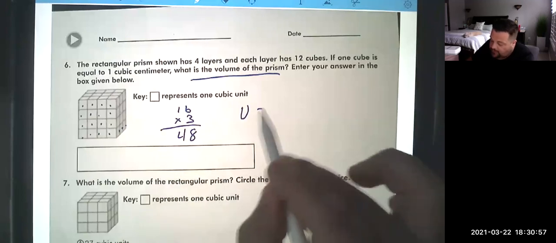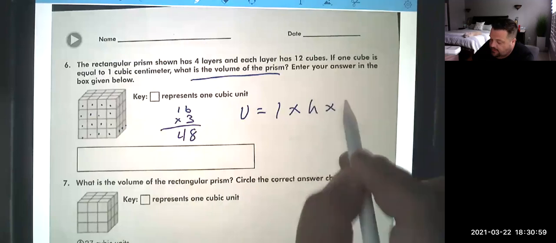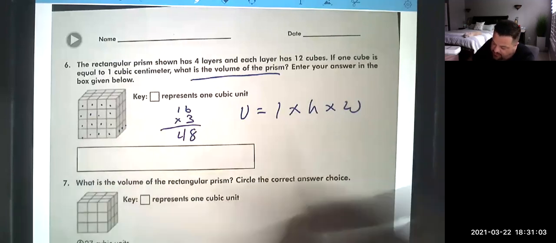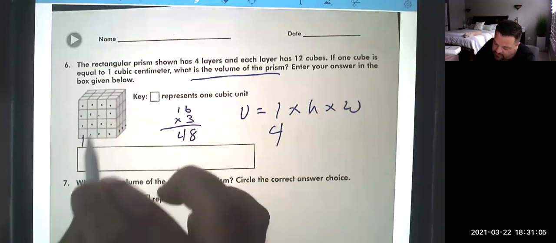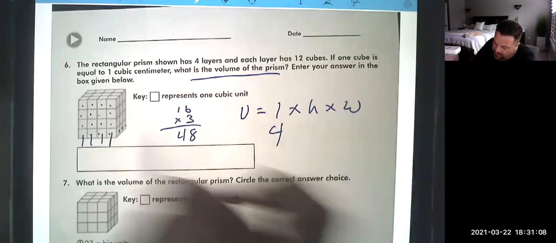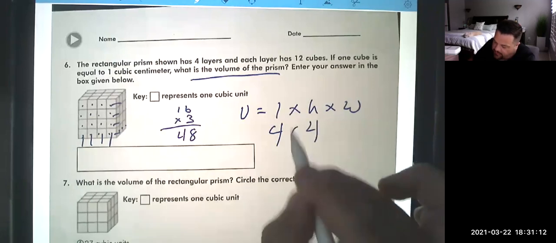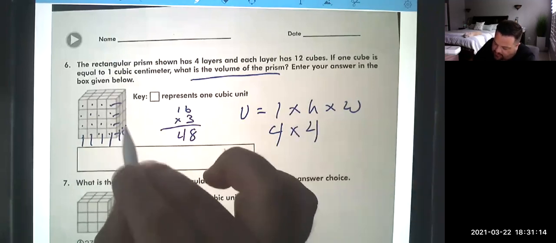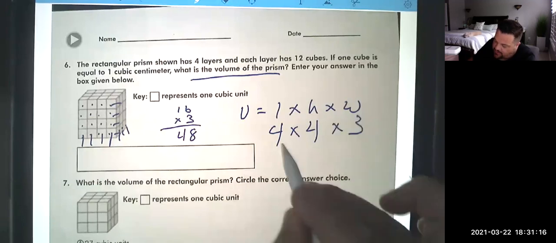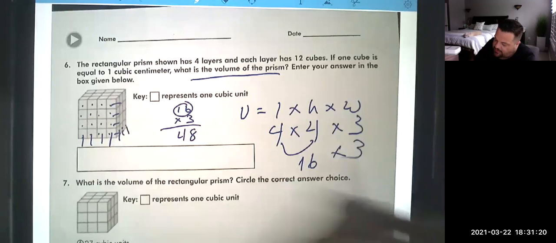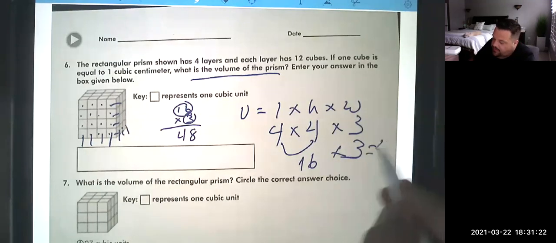Or you can do your volume equals length times height times width, which is kind of what I did when I counted this. Here our length is 4 across here, 1, 2, 3, 4. Our height is going up 1, 2, 3, 4. And our width is 1, 2, 3 going this direction. 4 times 4 is 16, which I had here, times the 3, which I have here. So we know it equals 48.